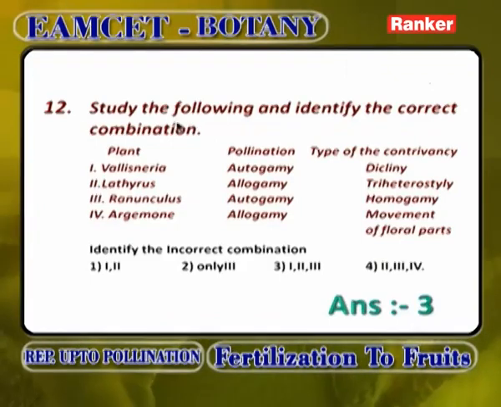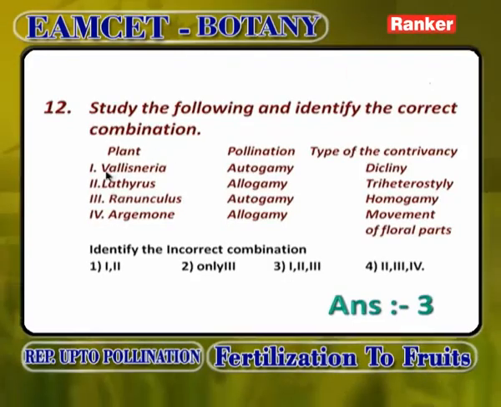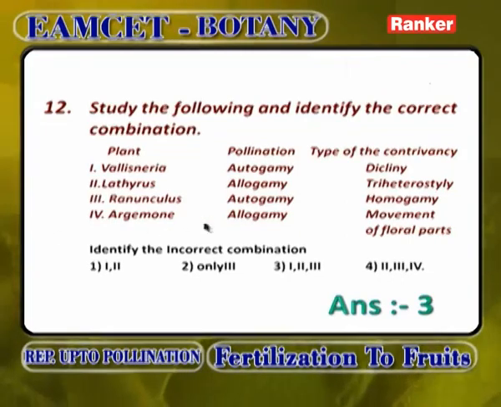This is a 3-column tabular form. Study the following and identify the correct combination. Plant, pollination, type of contrivance. Vallisneria, autogamy, dicliny. Here you have to identify the correct combinations. Lythrum, allogamy, triheterostyly is correct. So the answer is 1, 2, 3. Ranunculus, autogamy, homogamy. Caltha and Ranunculus always show homogamy. Argemone, allogamy, movement of floral parts. That is wrong. So 1, 2, 3 are correct.